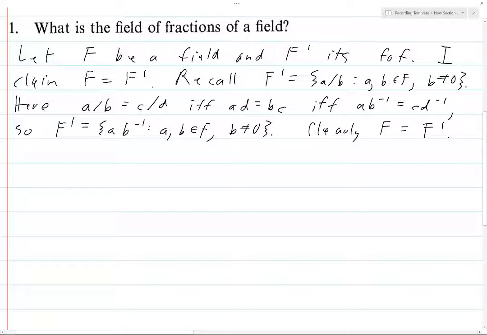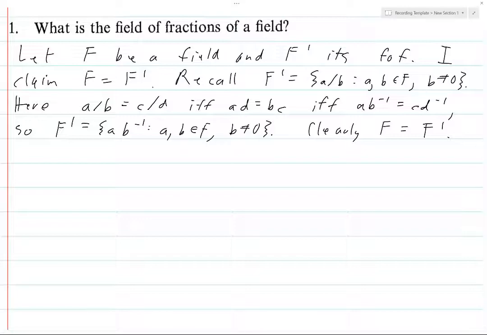And then for the other direction, you take an element a b inverse. Then b is non-zero, so b inverse is in F because it's a field, and a is in F, and so you multiply the two things, you get something that's in F, and so F' is a subset of F. F' is a subset of F, and so F equals F'. So they're equal as sets.